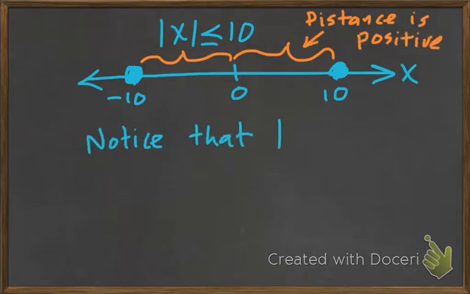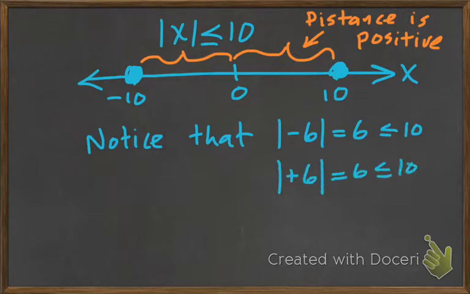In other words, distance is positive. So we also notice that the absolute value of negative 6 equals 6, which is less than or equal to 10. The absolute value of positive 6 is 6, which is less than or equal to 10. So both of those values are also within the absolute value of x is less than or equal to 10. Those are values of x that make that inequality true. And in fact, every value of x from negative 10 all the way to positive 10 make that statement true.